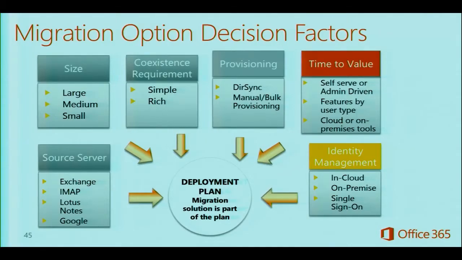So things like the source server, the organization size, the organizational requirements, all of those are going to be factors that you'll use when choosing your actual migration options. And those are going, again, to be unique largely to every organization. The provisioning method is often dictated by the option that you choose. For example, a cutover migration doesn't support DirSync, whereas a staged or hybrid migration does not only support it, but they require DirSync. And identity management will also be part of the deployment plan, but that doesn't always affect the choice of your migration solution.